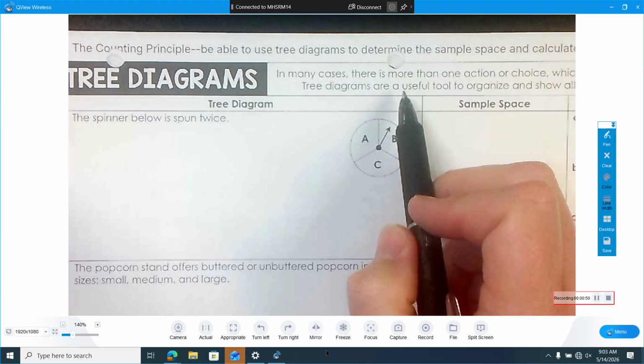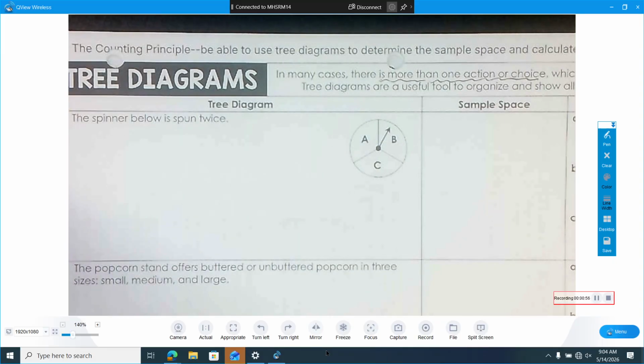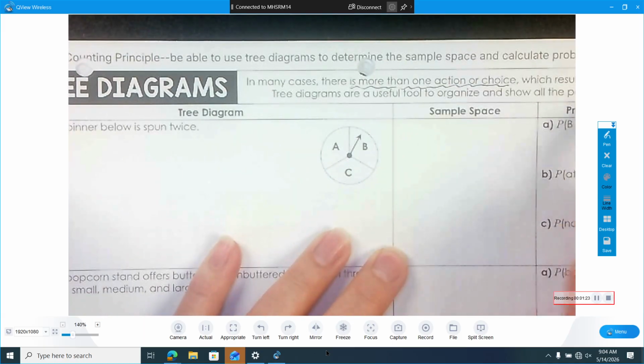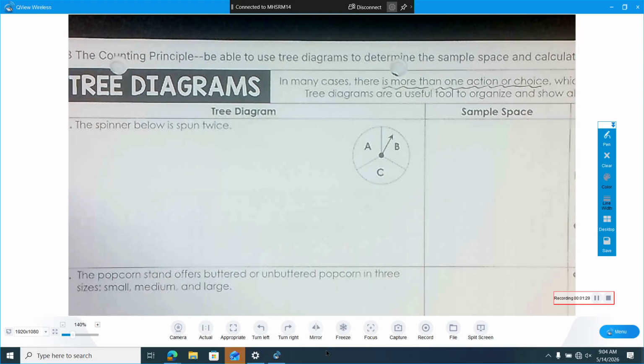So first, we use tree diagrams when there's more than one action or choice. We've been dealing with flipping a coin a bunch of times. But now we're moving on to more complicated things where we're going to maybe flip a coin and then spin a spinner, and we want to know what the outcome is. Or roll a dice and spin a spinner and then do another spinner. It's just a series of things that will happen. And so when we have more than one action or choice, it results in several outcomes. And a tree diagram is a useful tool for organizing and showing all the different outcomes.